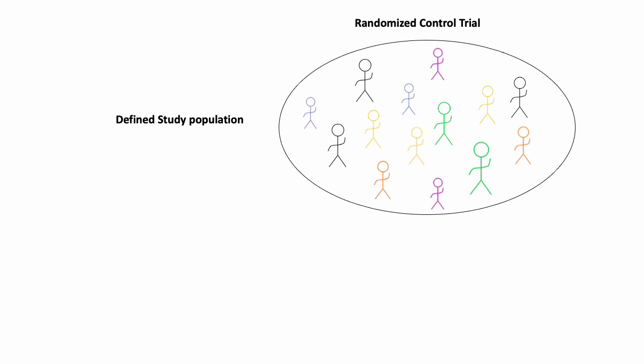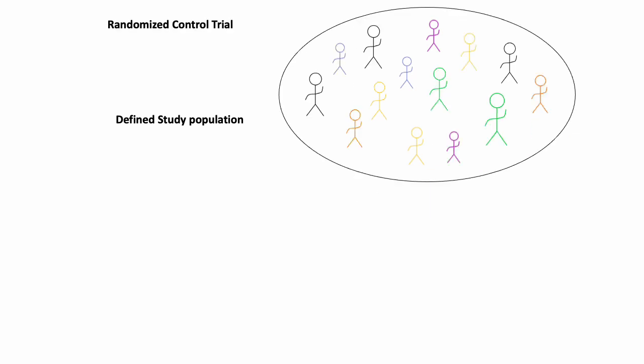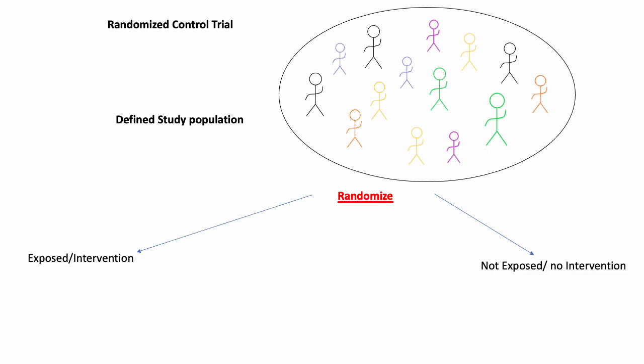And what we usually do is that we have a predefined study population which we are going to do our research or trial on. The next step is going to be randomizing them and classifying them into exposed or the intervention group and not exposed or no intervention group.